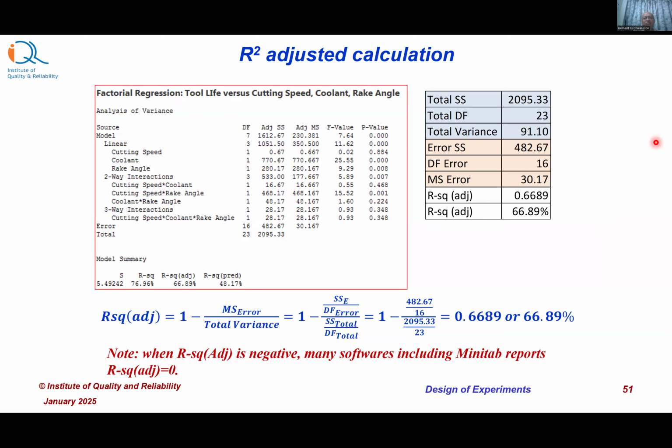In this case, the R square adjusted value is 66.89, and the formula is shown here: 1 minus mean square error upon total variance. You can check the calculation later. This is anyway calculated by Minitab. On the right side, you will see total sum of squares, total degrees of freedom 23, error degrees of freedom 16, 23 minus 7, as you will remember, we just looked at that.